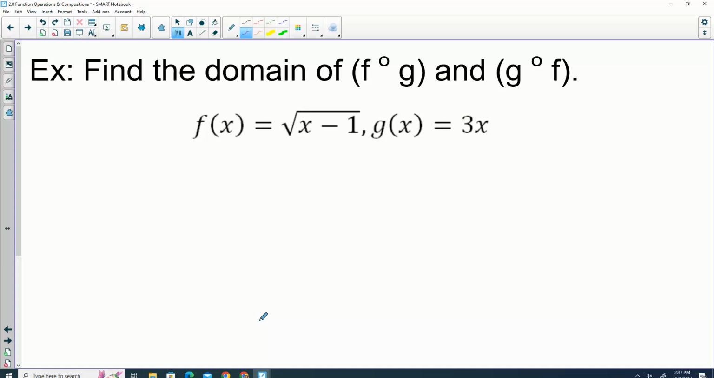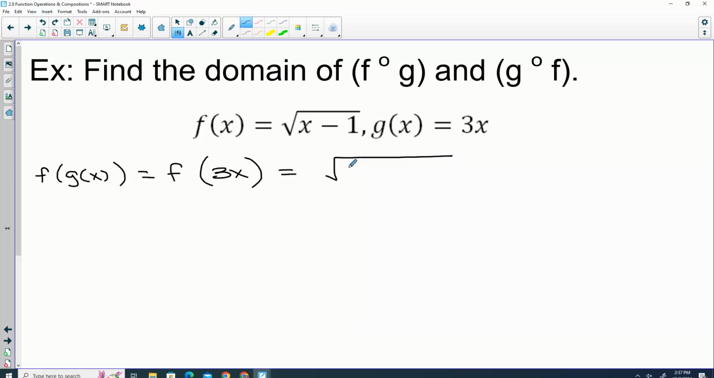I'm going to do one of these and then I'm going to let you guys try one. So we're going to do both f composed with g and g composed with f. If I do f composed with g, that means f of g of x. Start on the inside. g of x is 3x. If I put that into f, we get that, so that's my composition. Domain.